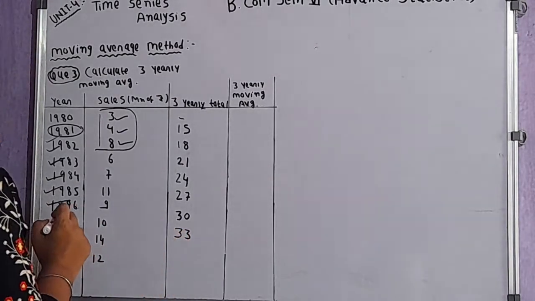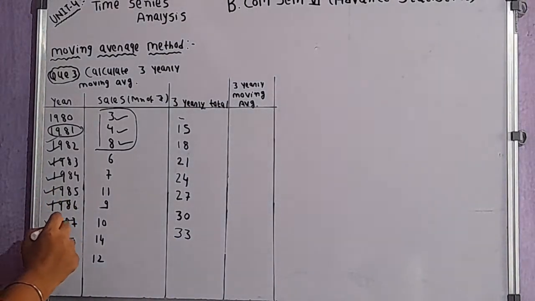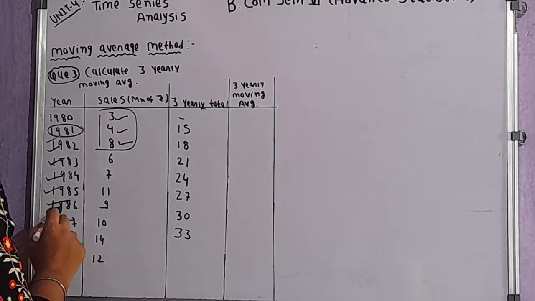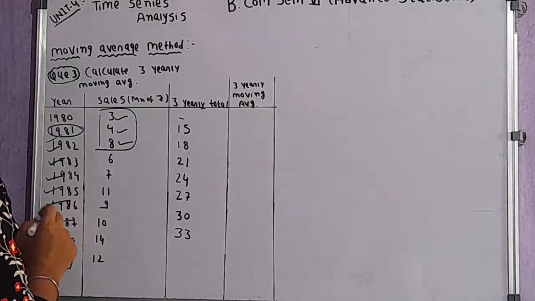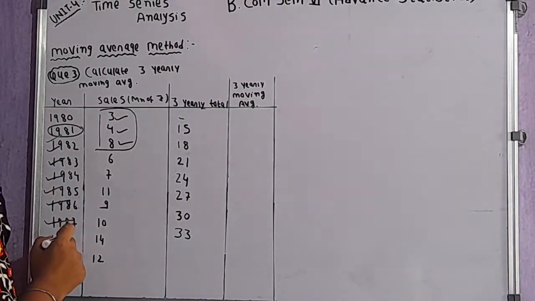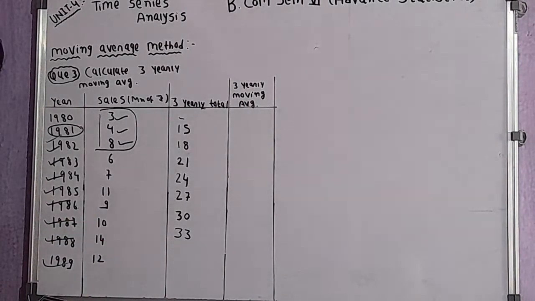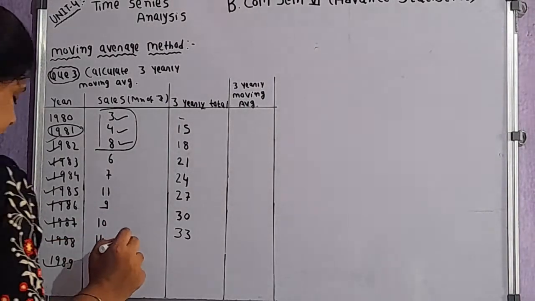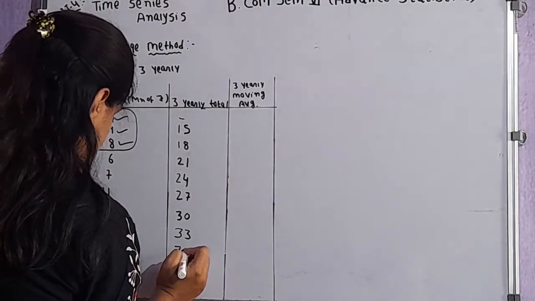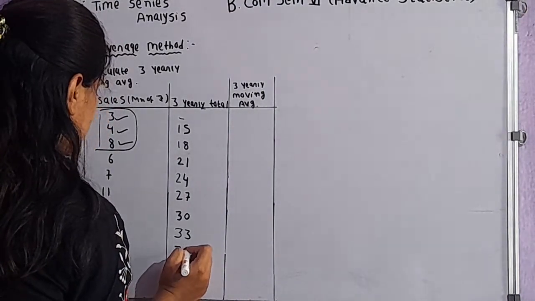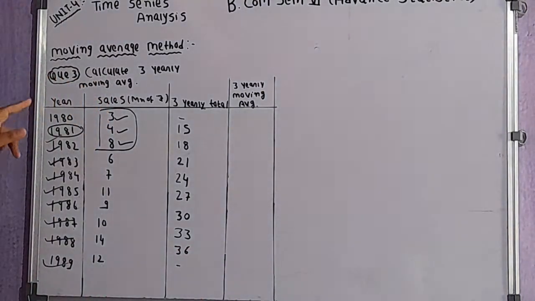After that we are going to drop this 1986 and we are going to consider 1987, 1988 and 1989. So it will become 10 plus 14 plus 12. It comes to 36, and this 36 would be written against 1988 as it is the middle year. So this way we have computed the 3 yearly totals from the subsets of the given data.